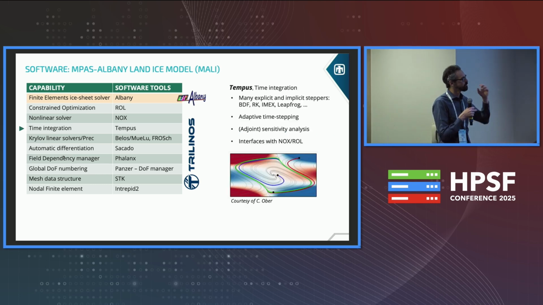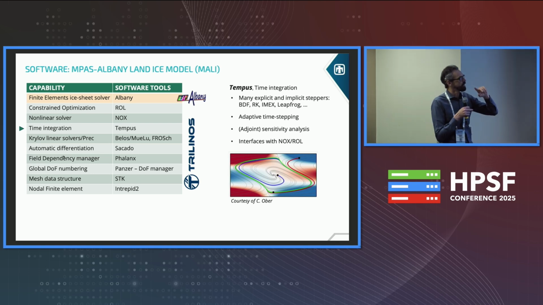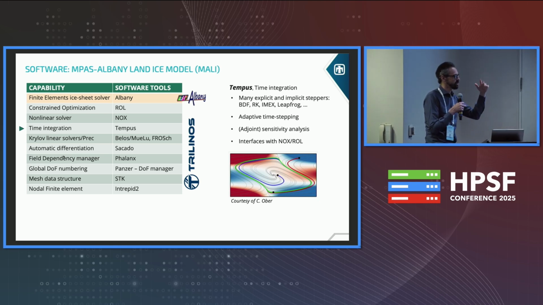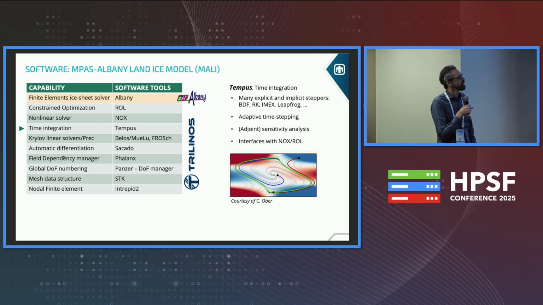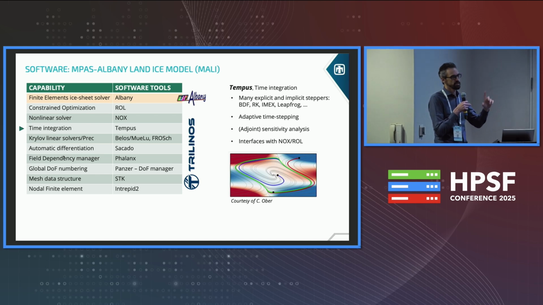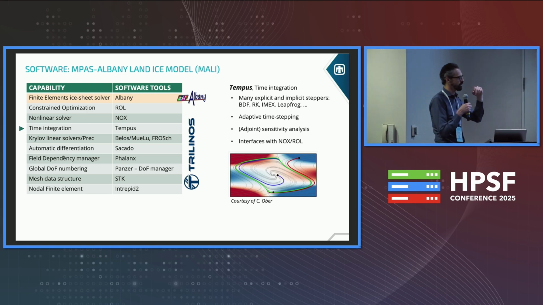And then we also have time integration capability with Tempus, developed mainly by Kurt, and it has several time integration schemes like BDF, Runge-Kutta, implicit, explicit, leapfrog kind of methods. It allows for adaptive time stepping, and also you can do adjoint sensitivity analysis, also in combination with the automatic differentiation package, and as well it can interface with the nonlinear solver Knox and with the optimization solver ROL.